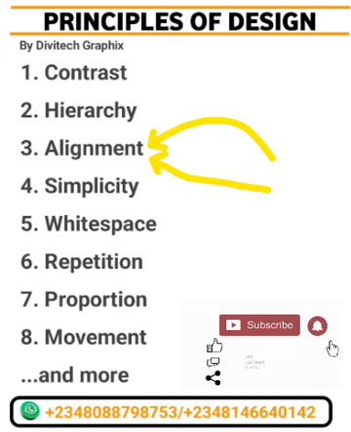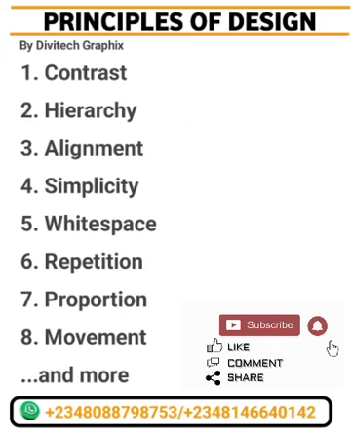The number three principle that we are going to treat is alignment. So what is alignment? Alignment just involves positioning elements such as text, images and shapes in a way that creates a cohesive and organized layout. It is the way in which we organize and position our elements in order to create a cohesive and organized layout.